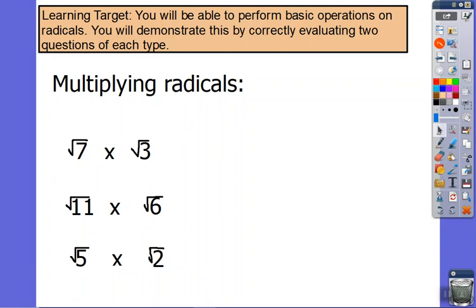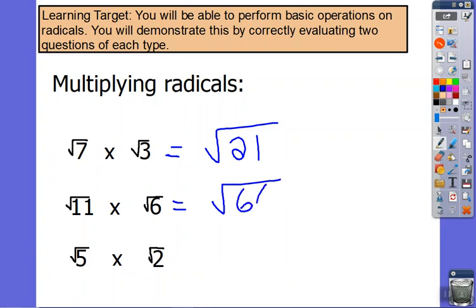Multiplying square roots, or we're going to call it multiplying radicals, is really nice because all you have to do is multiply the inside. So the square root of 7 times the square root of 3 is going to come out as the square root of 21. That's all there is to it. Square root of 11 times the square root of 6, we're going to keep that square root and just multiply the insides. 11 times 6 is 66. Square root of 5 times the square root of 2 is going to be the square root of 10.